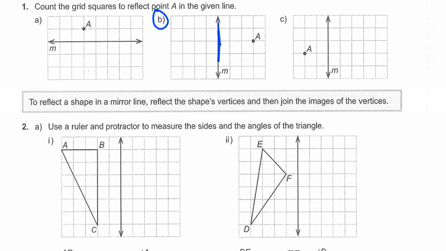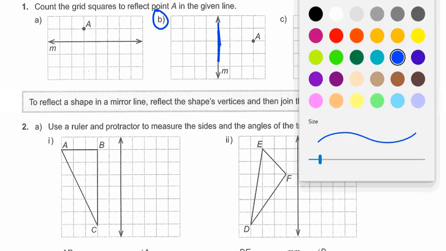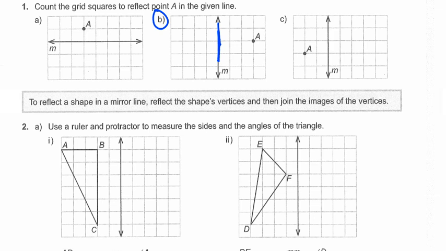And so for A to be reflected in it, we have to move it all the way across. I'm going to change colors again. So it goes like this. It's 3 steps away. So I'm going to jump 3 steps away. 1, 2, 3. I'm going to put in the point and write A prime. So of course you don't actually have to draw in those steps. You just have to count it out. Okay?